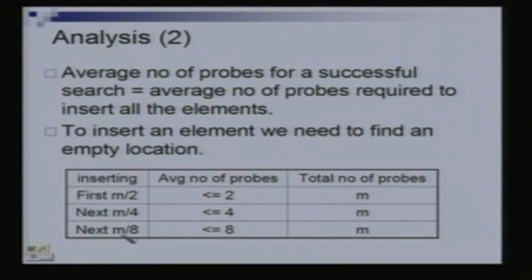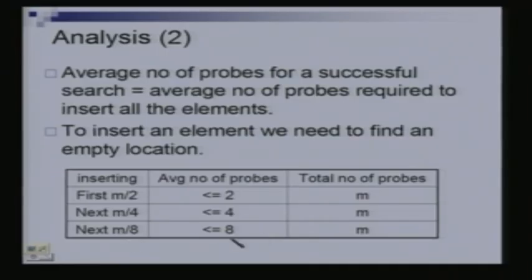Similarly, for these next m by 8 elements, when I'm trying to insert the last of these m by 8 elements, only 1/8 of the table is empty. And so on an average, I require about 8 probes before I can get to one of those empty locations. For these m by 8 elements, I would not have required, for any one of them, more than 8 probes. I would have required between 4 and 8 probes for these m by 8 elements, because when I was inserting the first of these m by 8 elements, only 3/4 of the table was full, 1/4 of it was empty. But I'm just upper bounding it. I'm just saying, let's say no more than 8.